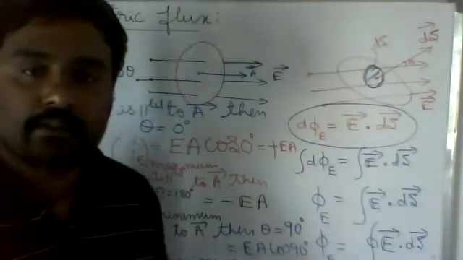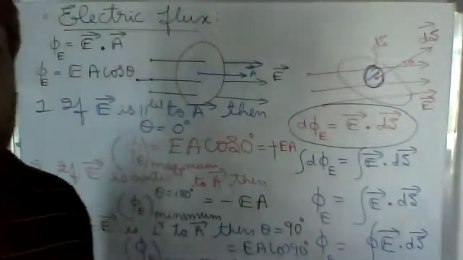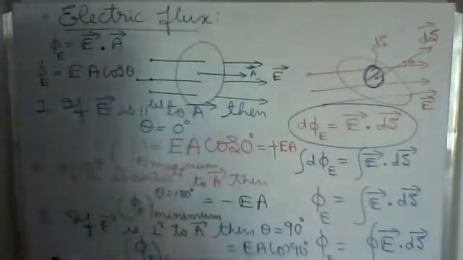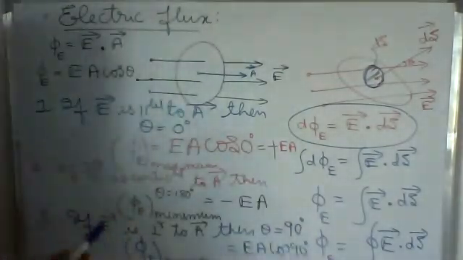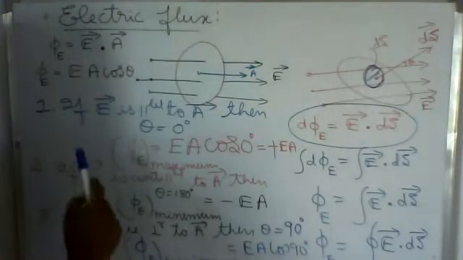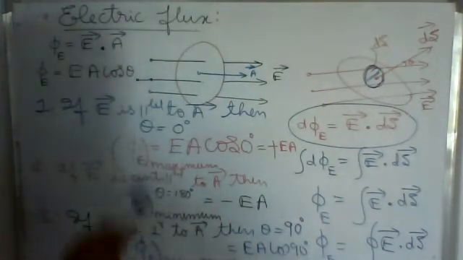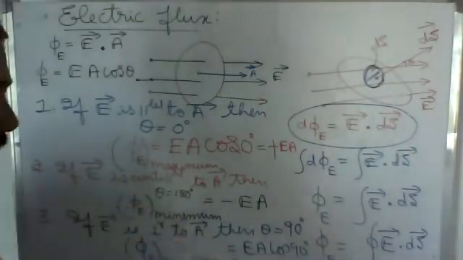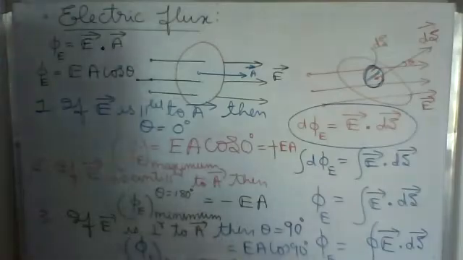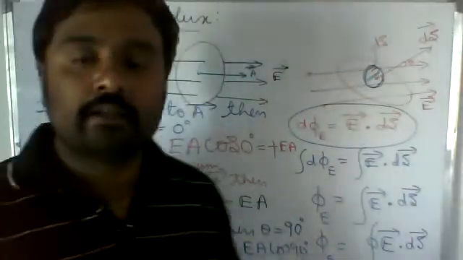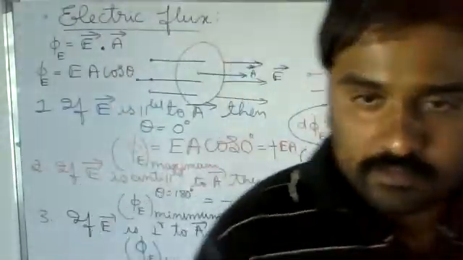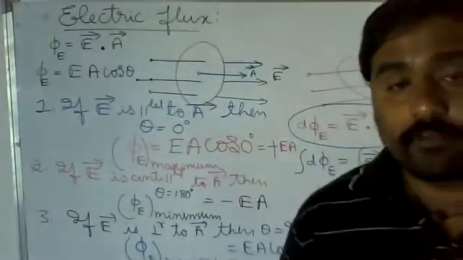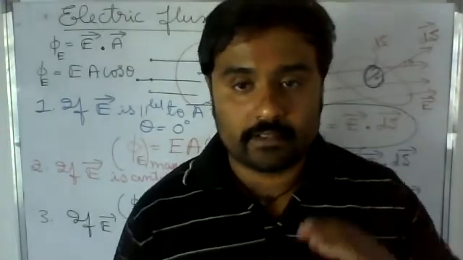So when electric flux linked with the surface is maximum, the E vector is parallel to the A vector. When electric flux linked with the surface is minimum, the E vector is anti-parallel to the A vector, or the E vector is perpendicular to the A vector, in which case flux is equal to 0. So when is electric flux linked with the surface positive, and when is it negative?